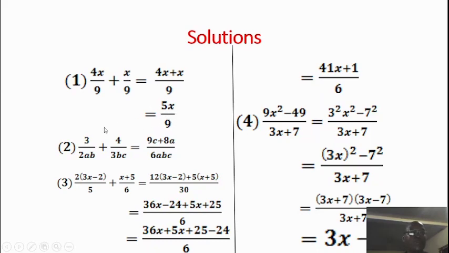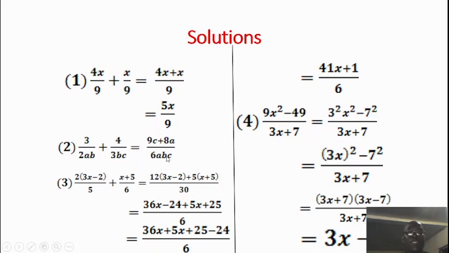The next one says simplify 3 over 2ab plus 4 over 3bc. What is the LCM of 2ab and 3bc? Actually, the LCM of 2 and 3 is 6. In ab and bc, b is in both of them, so b has to appear once, a has to appear there, and c has to appear there. So the LCM of ab and bc is simply abc. We go into the division.